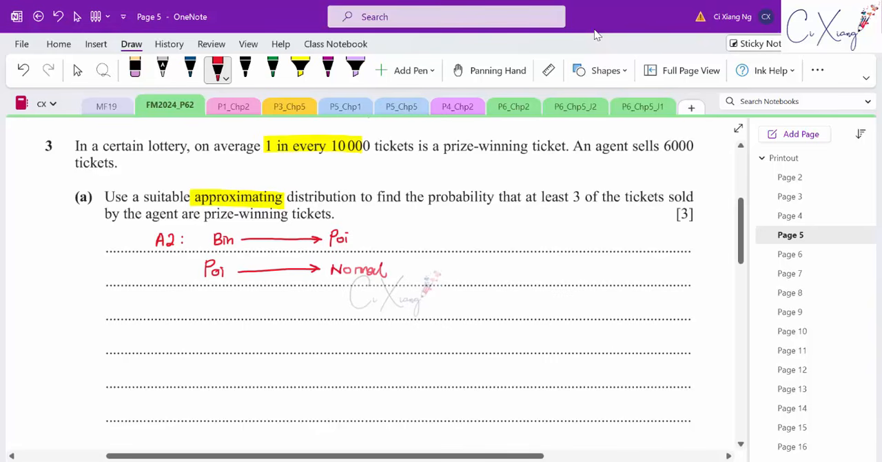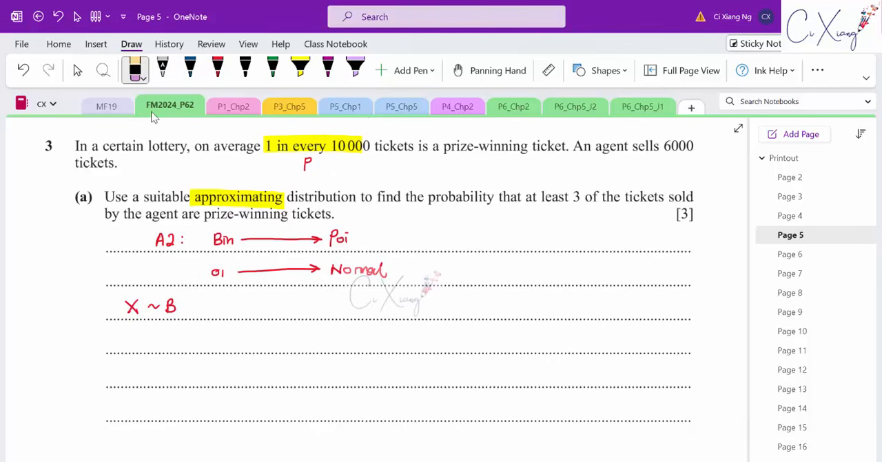We need to observe what kind of distribution this question originally belongs to. They are saying that 1 in every 10,000, this is basically the p, the proportion. And I have a total number of 6,000 tickets. Then at least 3 of the tickets, something happened. In overall you have 6,000 tickets, then at least 3 of them, something happened. This structure of the question belongs to binomial distribution. So originally it is binomial distributed. Therefore, we should have binomial to Poisson.